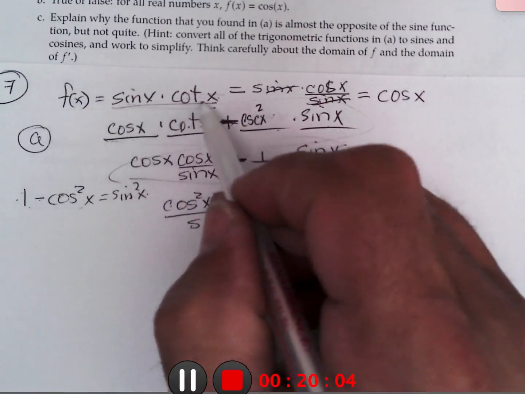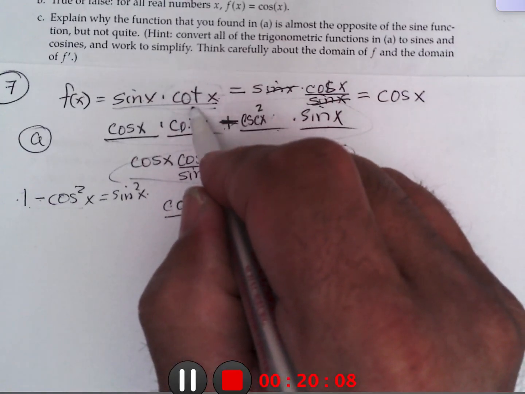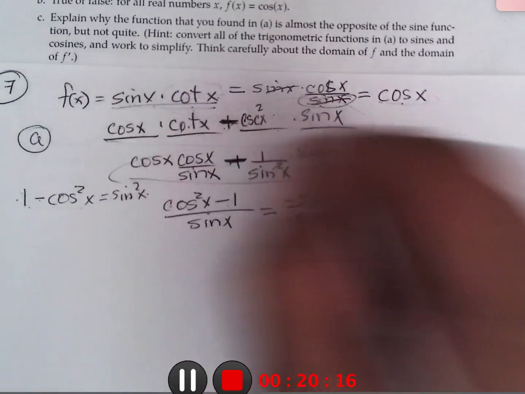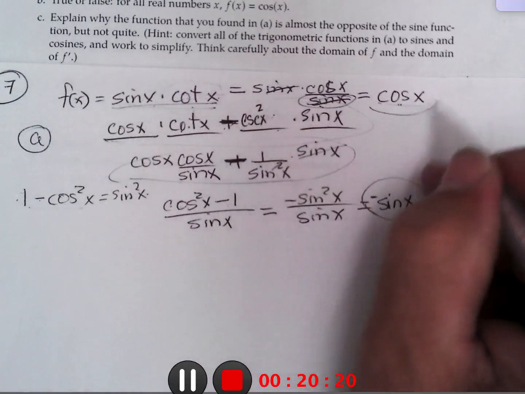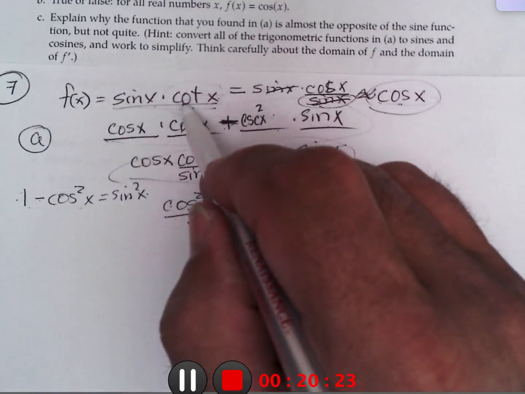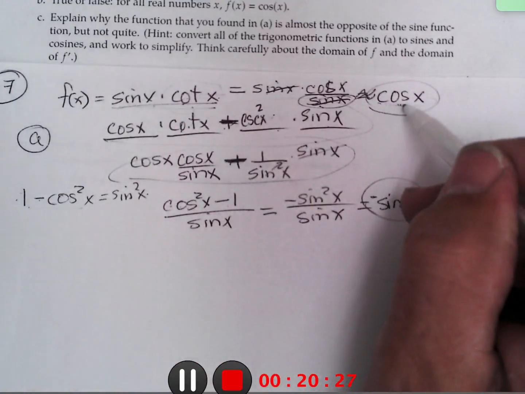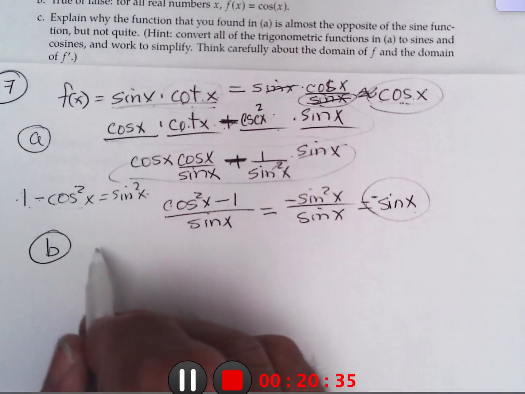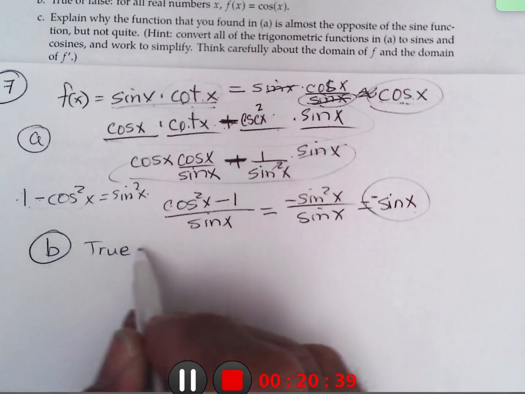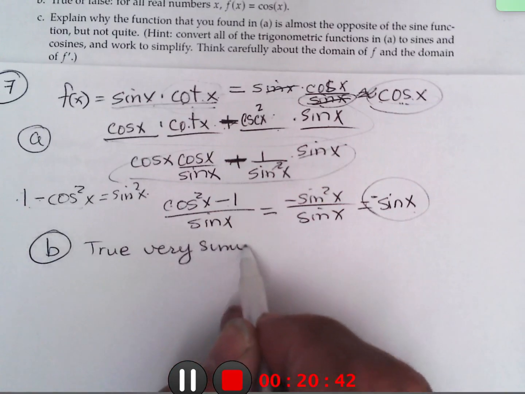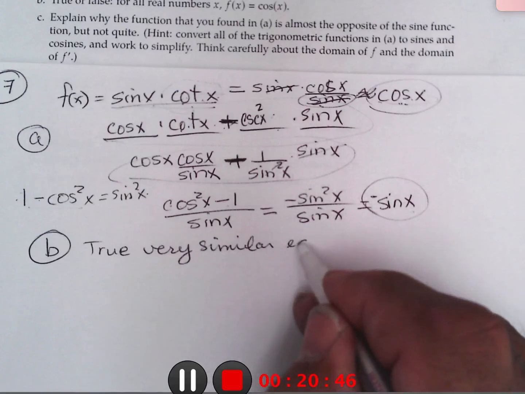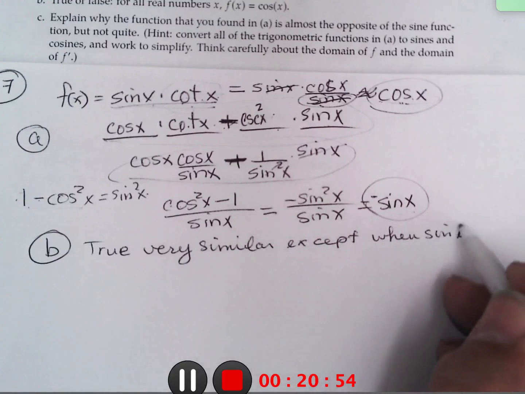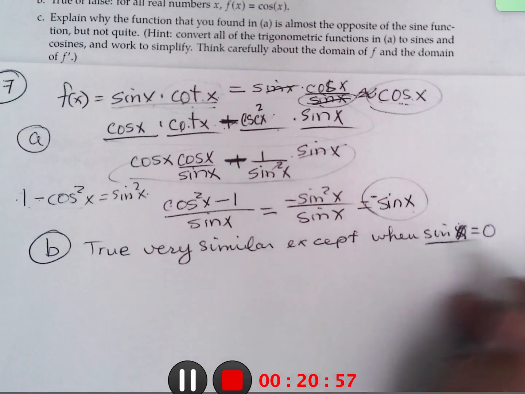This you can't do when the sine of x is 0, because this would have division by 0. This you can do with. So this is not exactly the same. This is very similar, except this one, sine cannot be 0. Here, we don't care what the sine is. So it's false that they're exactly equal, but it's true that they're very similar, except when sine of x equals 0. When that happens, they're not. Okay?